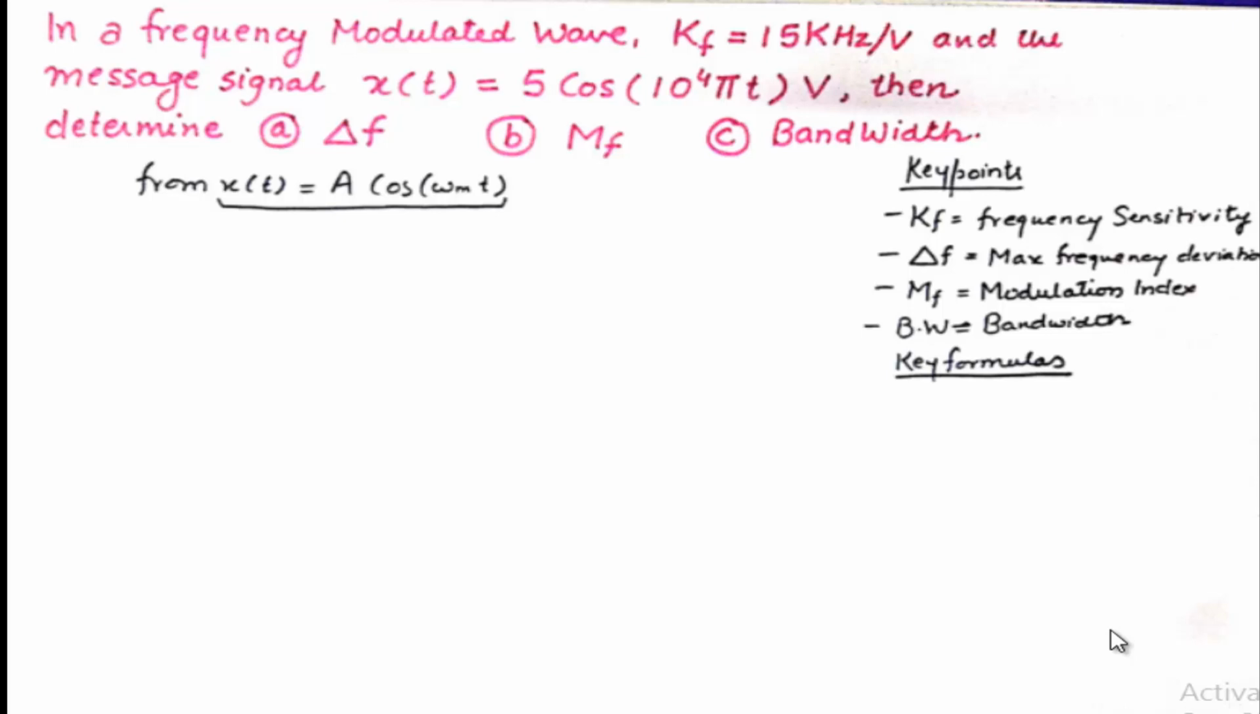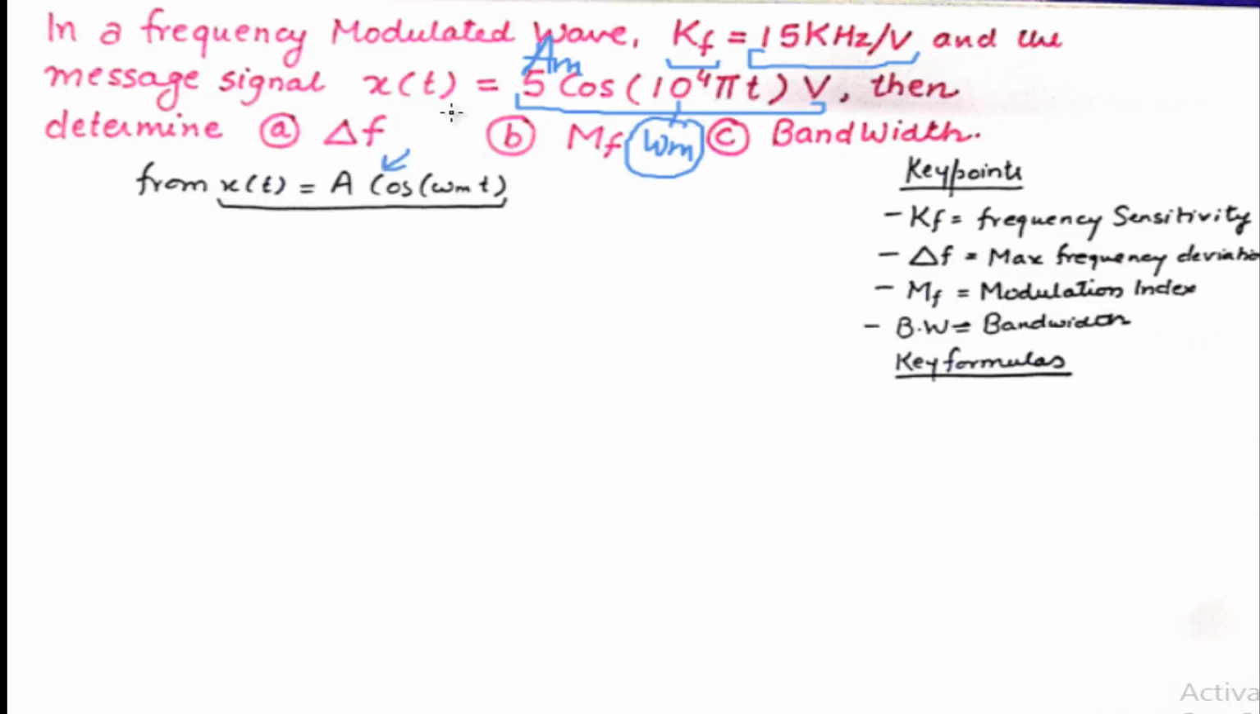We'll do a numerical based upon frequency modulation today, and here it goes. This is a typical question where the frequency modulated wave has a frequency sensitivity given as 15 kilohertz per volt. So this is Kf, the frequency sensitivity, and the message signal x(t) is this. And from this x(t) we can find Am, which is the maximum amplitude of the message signal, and this is omega m. So this omega m is the omega t from the generalized equation.